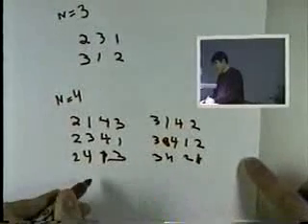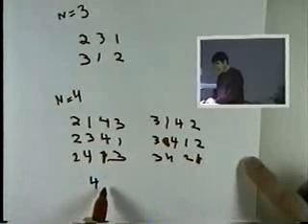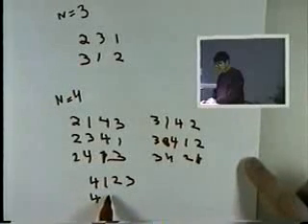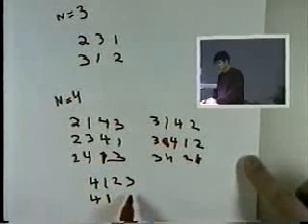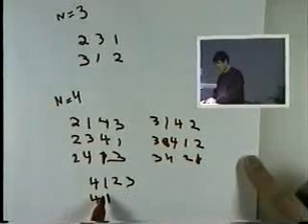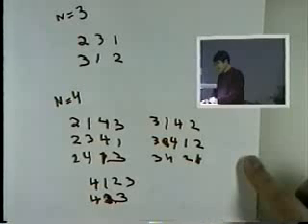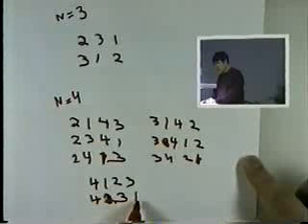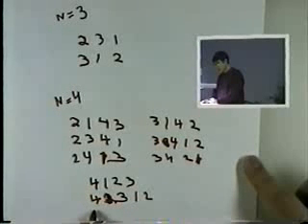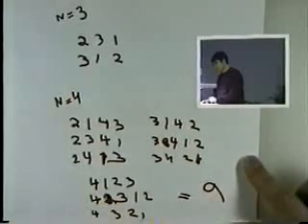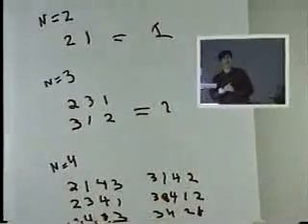And finally for 4. 4, I could have 1, 2, 3. What other ones? 4, 1, not 3, 2. 3's in a bad place. 4, 2, that's not going to work. 4, 3, 1, 2, and 4, 3, 2, 1. So I claim that there's 9 of them here, 2 of them there, 1 of them there. Everybody agree?